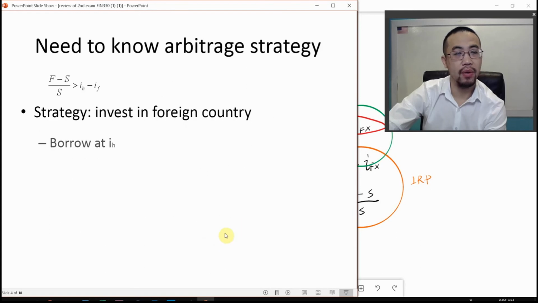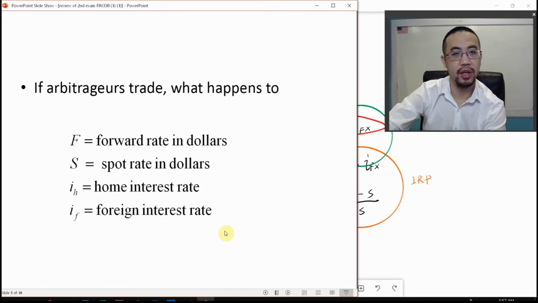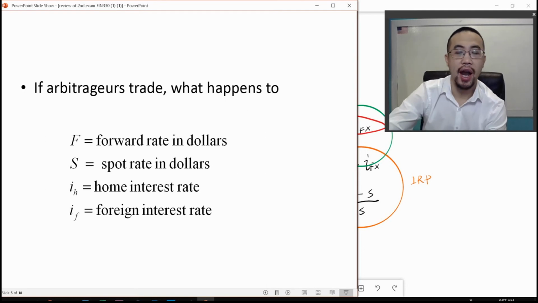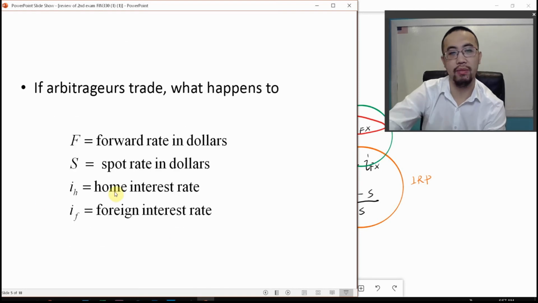Okay, and once again, implementing the covered interest arbitrage strategy per se is extra credit on the exam, but you should know what would happen to the four factors after you have done the covered interest arbitrage. For example, what happened to the forward rate, the spot rate, and the domestic interest and foreign interest due to the activities of covered interest arbitrage.